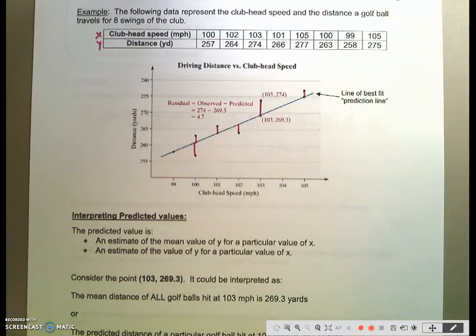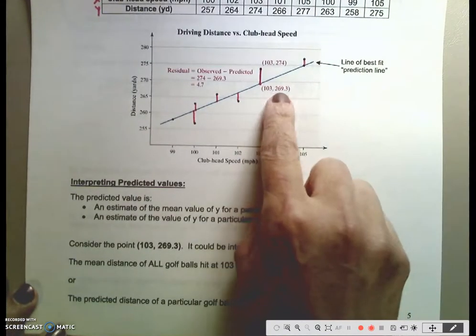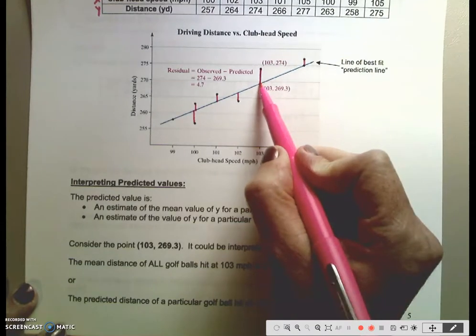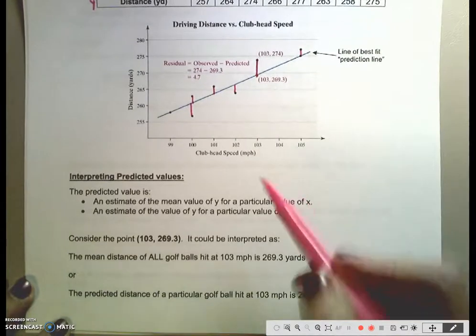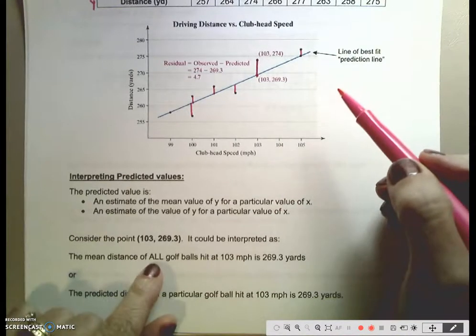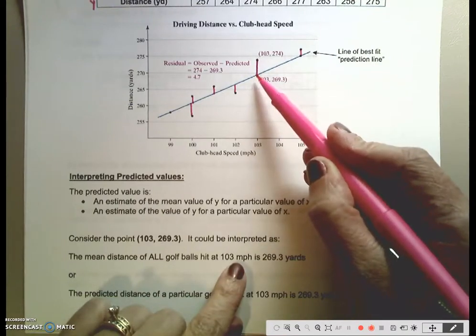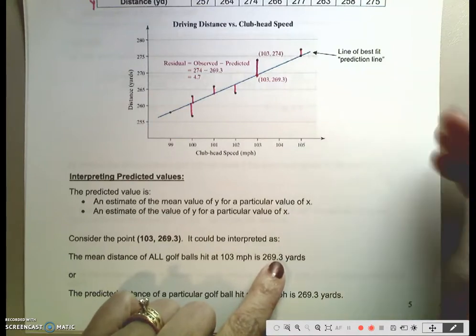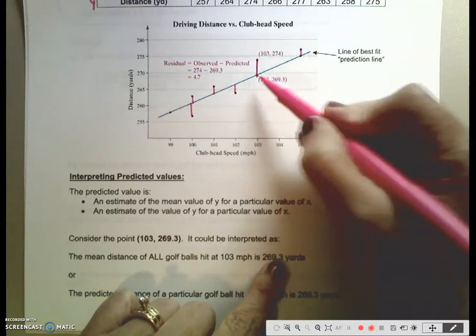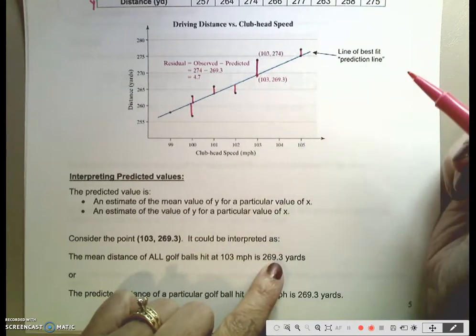So how do we interpret these values that we predict, these numbers that are on the line itself? Well, it can be an estimate of the mean value of y for a particular value of x. Or it can be an estimate of one single value of y for a particular value of x. So let me explain using this point here, 103, 269.3, because that was a point on our prediction line. It can be interpreted in two ways. You could say the mean distance of all golf balls hit 103 miles an hour, the average would be 269.3 yards for all golf balls. So you're generalizing this to all golf balls based on your prediction. So you can have that global interpretation.